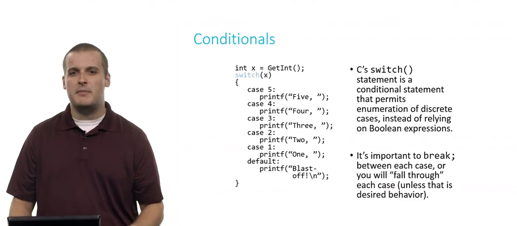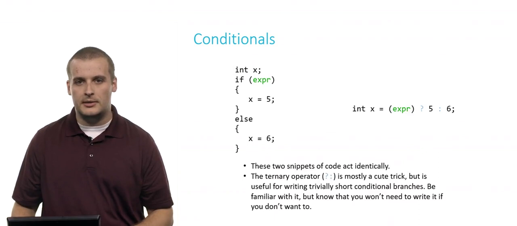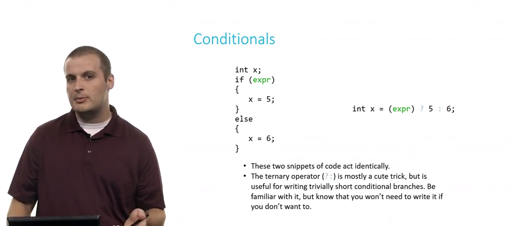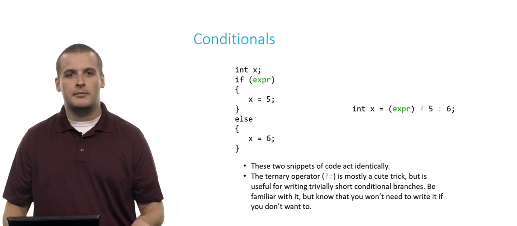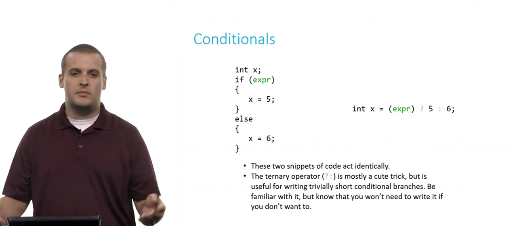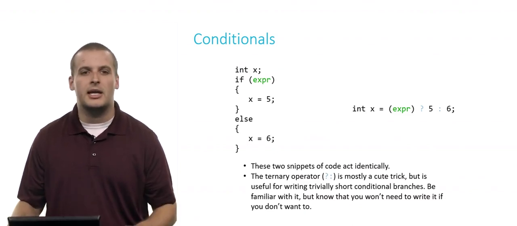So that's the second of the major types of conditional statements, the last of which is question mark colon. So I have two snippets of C code here, one on the left and one on the right. The one on the left should probably be pretty familiar to you. I have int x, and it should probably be int x equals getInt or something like that.